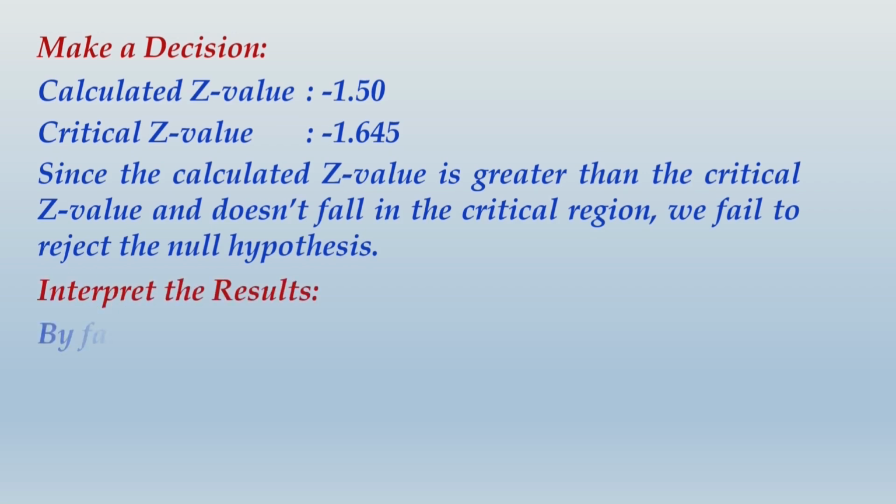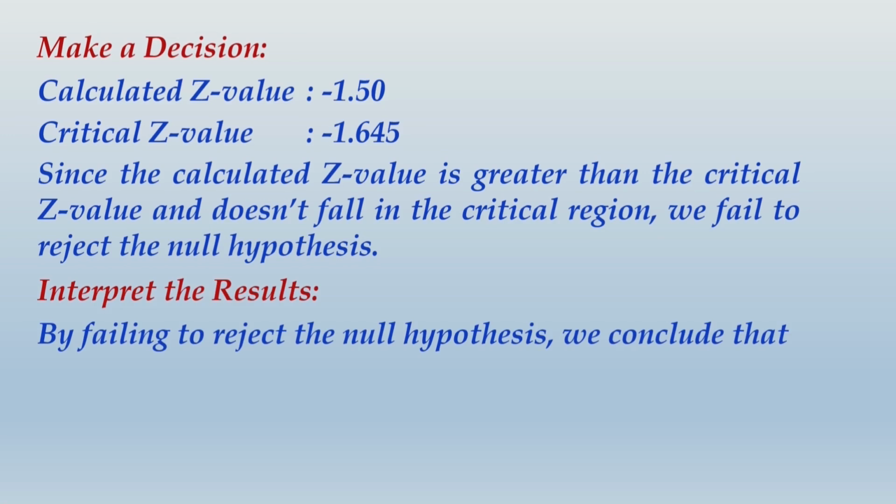Now interpret the result. By failing to reject the null hypothesis, we conclude that the null hypothesis will be kind of accepted because we fail to reject it. So we would say mu is greater than or equal to 50. So please write up this last part of the solution, and with that the solution comes to an end.